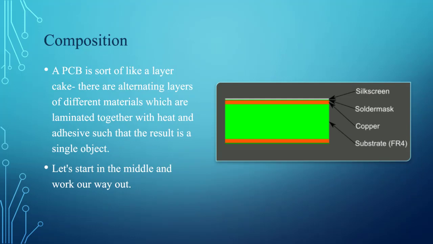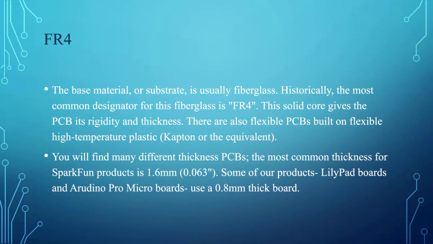Composition. A PCB is sort of like a layer cake. There are alternating layers of different materials, which are laminated together with heat and adhesive, such that the result is a single object. FR4. The base material, or substrate, is usually fiberglass. Historically, the most common designator for this fiberglass is FR4. The solid core gives the PCB its rigidity and thickness.